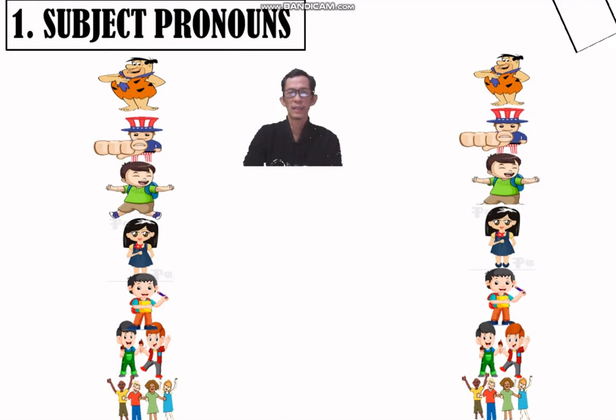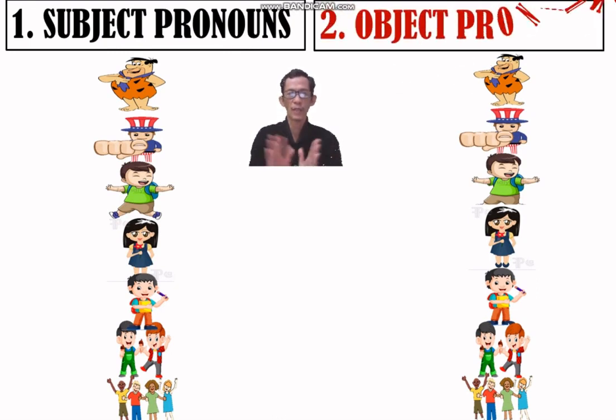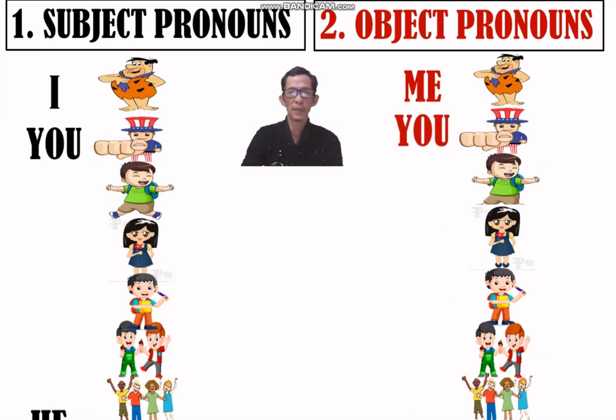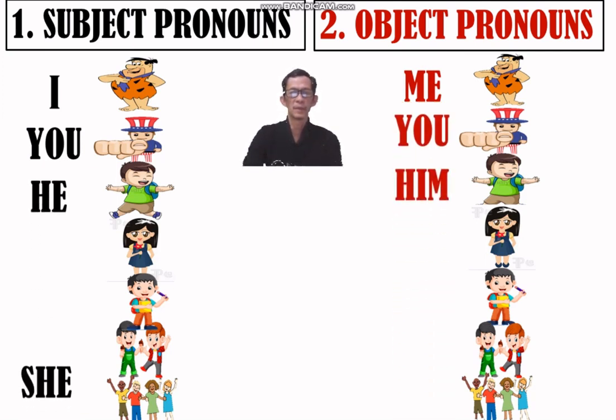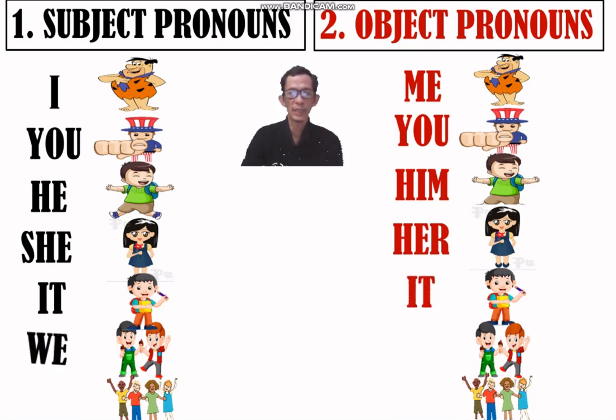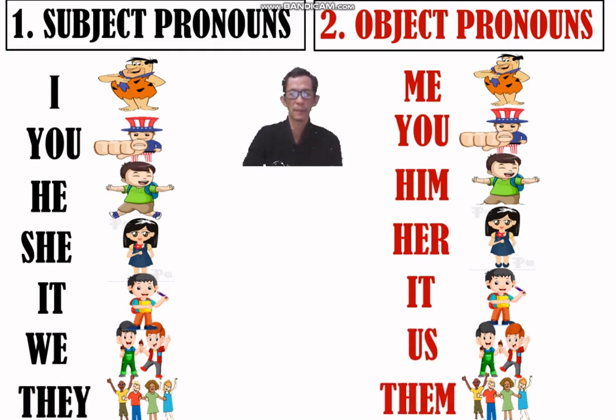Okay everyone, let's take a look once again at one subject pronoun and two object pronouns. I becomes me, you becomes you, he becomes him, she becomes her, it becomes it, we becomes us, and they becomes them.